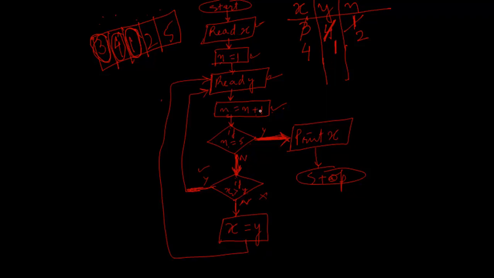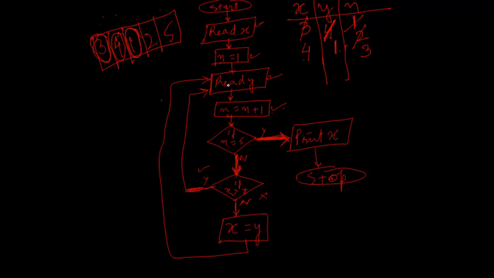Now n is equal to n plus 1, n will become 3. If n is equal to 5? No, n is 3, it is not equal to 5. If x is greater than y? Yes, x is greater than y. So this time it will not go through the no section, it will go through the yes, and in this case also it has to read the next number.